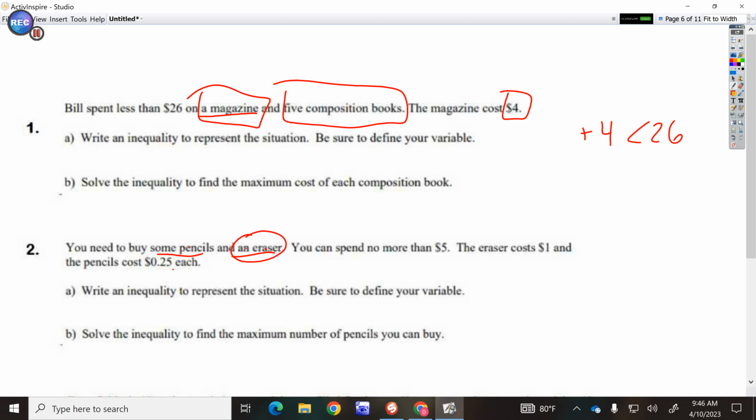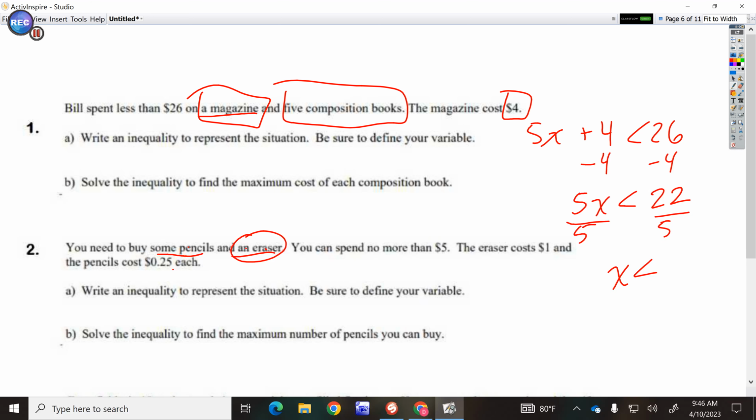Now over here, 5 composition books. That would be where your variable goes. How come? Because we don't know the price of each composition book. So that's what we're trying to figure out, the price. You with me? Now you solve. Two-step inequality. Subtract 4 on both sides. That gives you 5x is less than 22. So far so good? Now divide both sides by your coefficient.